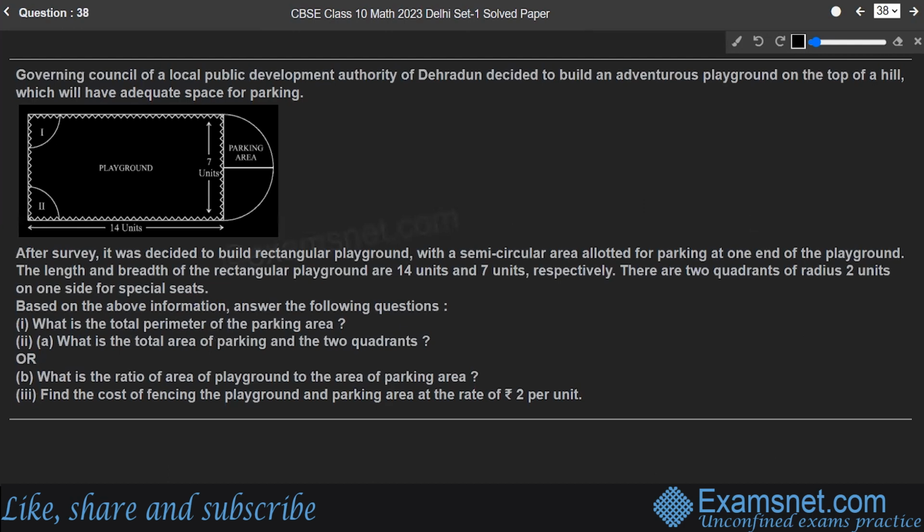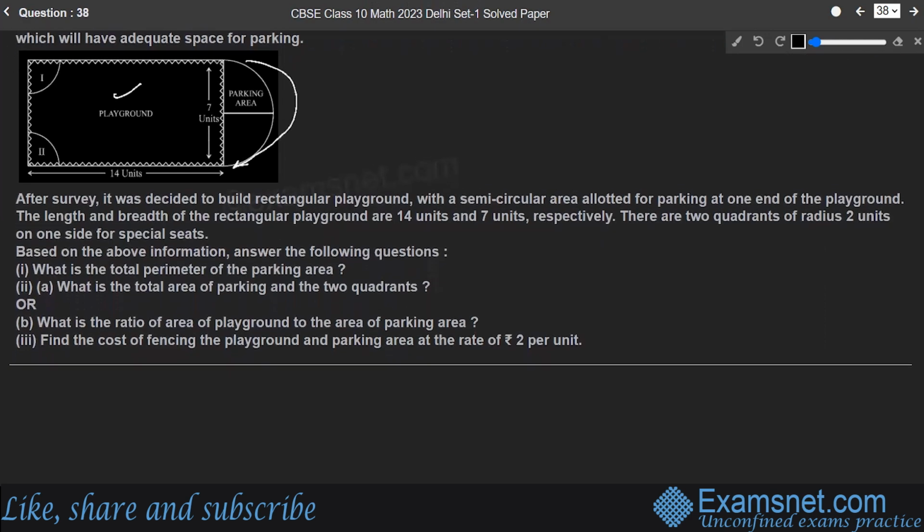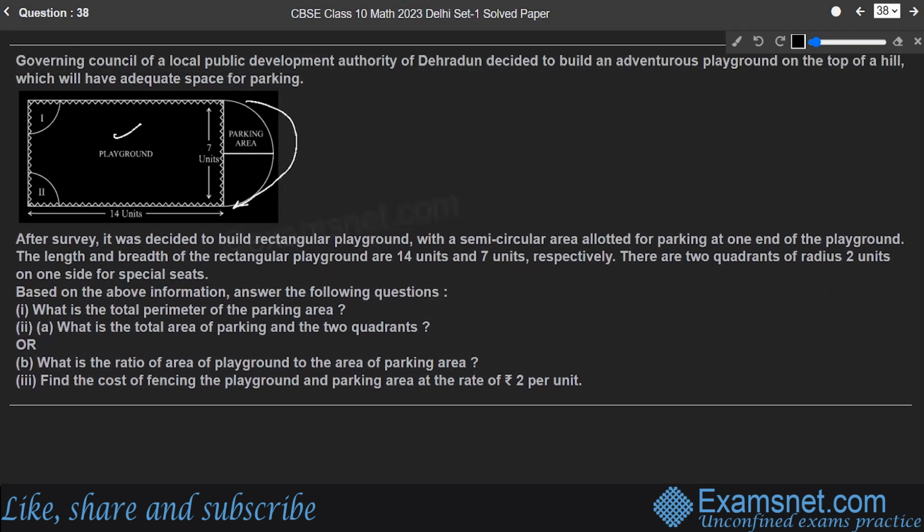So there's an area to be drawn where there's a playground. On the left hand side there are two arcs created, and there are sectors or quadrants created. And then there is a parking area drawn like that. So this is a kind of a mensuration problem. We are supposed to find out different things based on the survey and the data given to us. So let us start. The first thing that they are asking is, what is the total perimeter of the parking area?